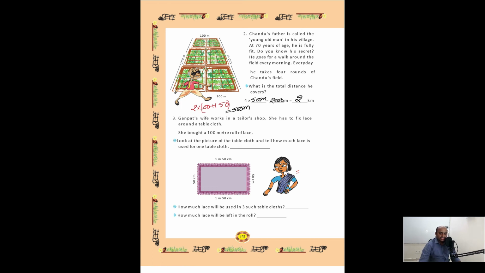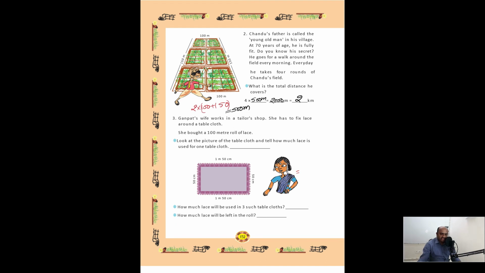Ganpat's wife works in a tailor's shop. She has to fix lace around the tablecloth. She bought a 100-meter roll of lace. Look at the picture of the tablecloth and tell how much lace is used for one tablecloth.